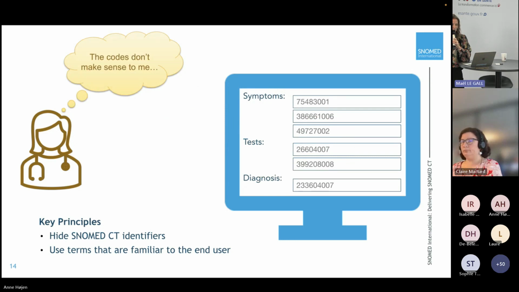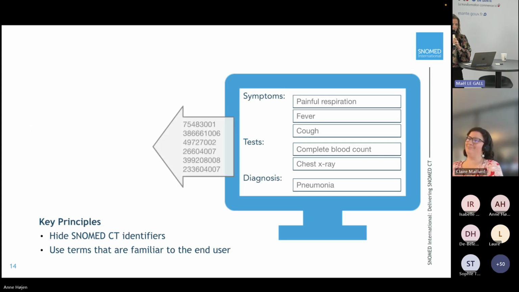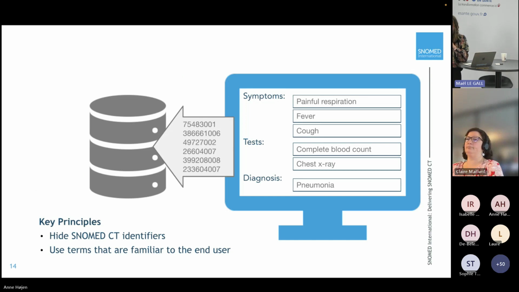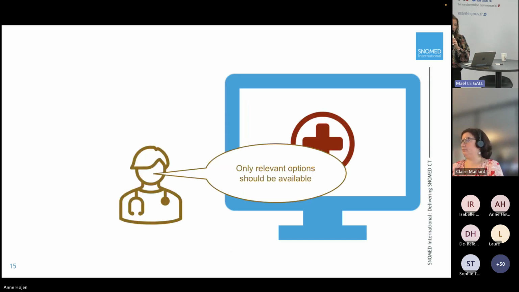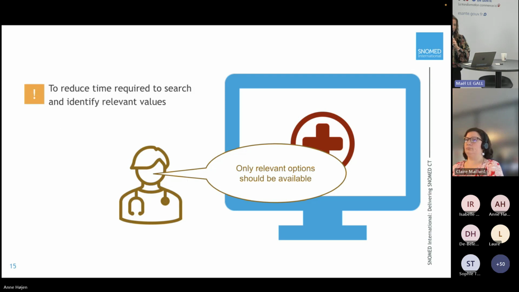Yeah, and this is just to exemplify that the codes don't make sense, but as soon as we display the terms, we can actually understand what's going on. So remember, when you work with SNOMED CT, that the codes are for the databases and the terms are for the user interfaces. We use the codes for querying, for exchange and storage. Only relevant options should be available. And that's, of course, to reduce the amount of time it takes to search and identify what is relevant.